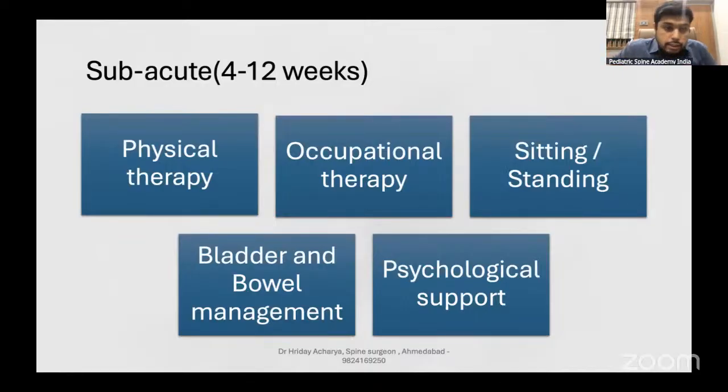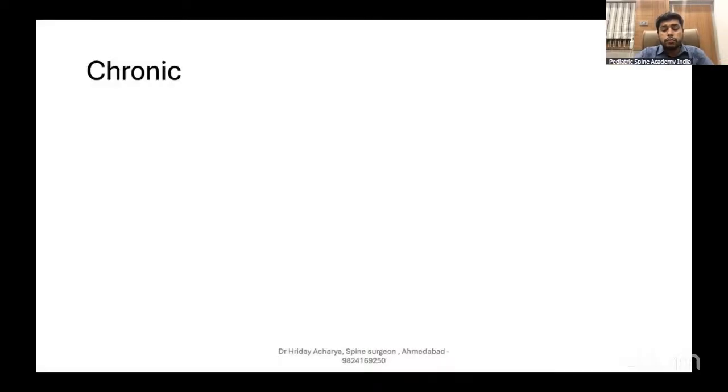Once the patient is stabilized, a lot of the patients recover in bladder and bowel functions. There is some level of knowledge that you have about how the patient's bladder and bowel will behave. And the patient has also started accepting that he is paraplegic. So that is why psychological support plays an important role. So physical, occupational, psychological, bladder, bowel, sitting, standing, all of these are a part of the subacute phase.